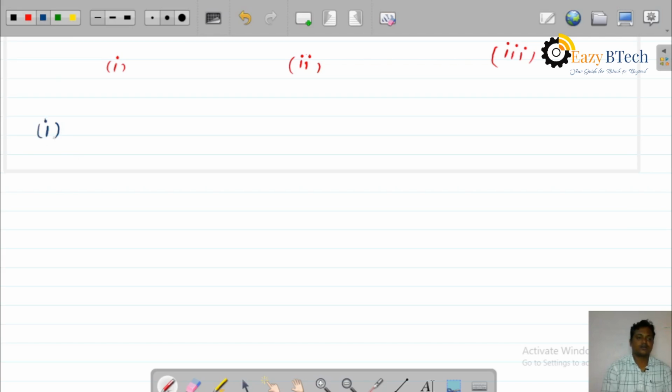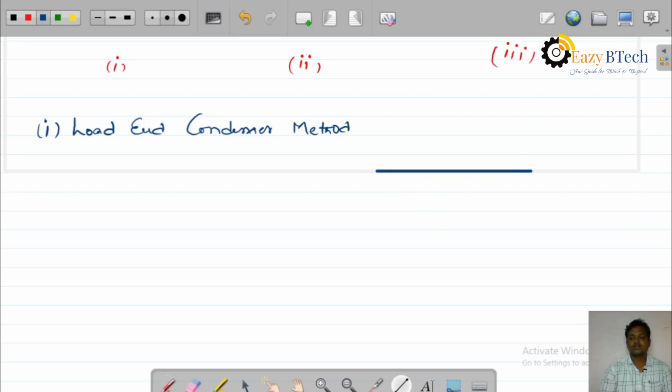Case 1, load end condenser method. In the load end condenser method, the capacitance is near to the receiving end. This is the sending end Vs. Here we have the load. Near to the load we have a capacitor.